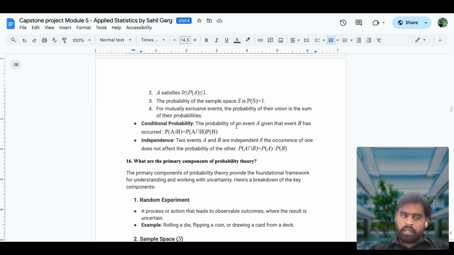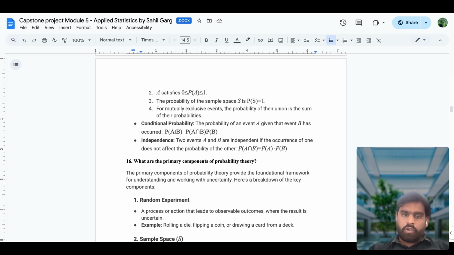Conditional probability is, if we have to find out the probability of an event given that a second event has occurred, that is conditional probability. That means a probability that is based on a certain condition. Independence is finding out the probability of two events which are totally independent of each other. That means if one event happens, that does not make any impact on the other event.